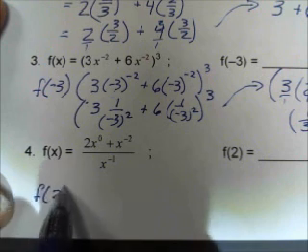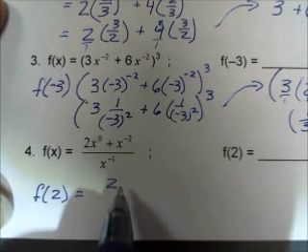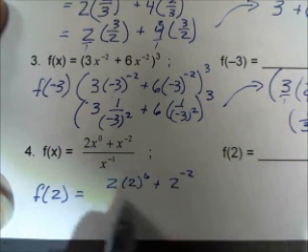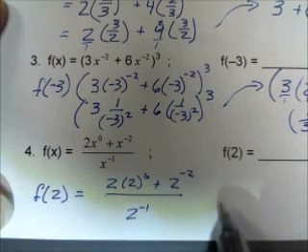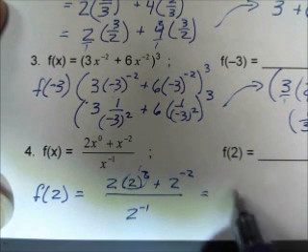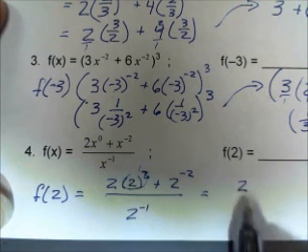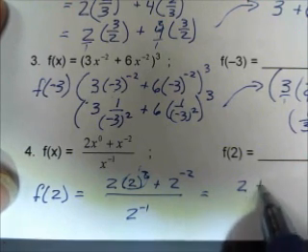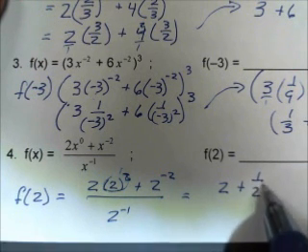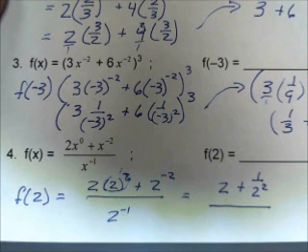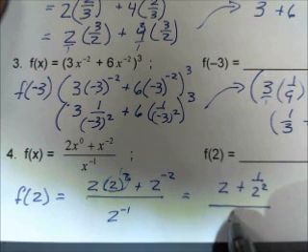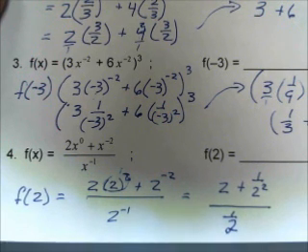So f of 2 equals 2 times 2 to the 0 plus 2 to the negative 2 over 2 to the negative 1. Well, 2 to the 0, that is 1. So that's 2 times 1, which is 2, plus 2 to the negative 2, I could write as 1 over 2 to the positive 2, over 2 to the negative 1 is 1 over 2 to the positive 1.